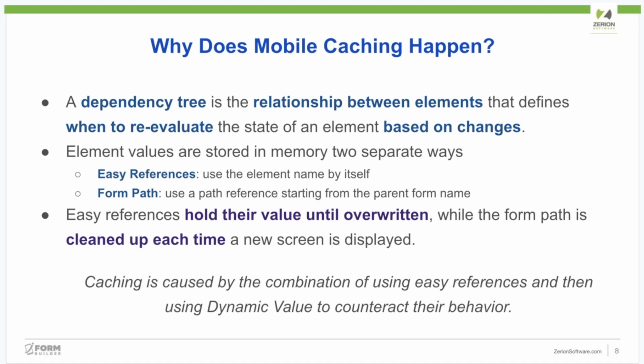The second concept we need to understand is that there are two primary ways of referencing values or building out your smart controls. The way that we like to describe these is we have easy references, and then we have form path references.